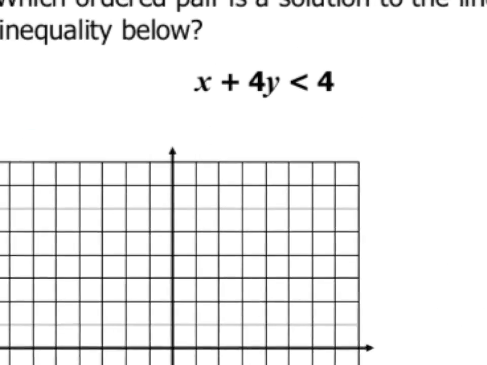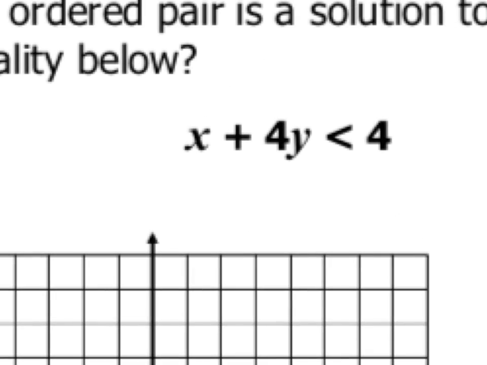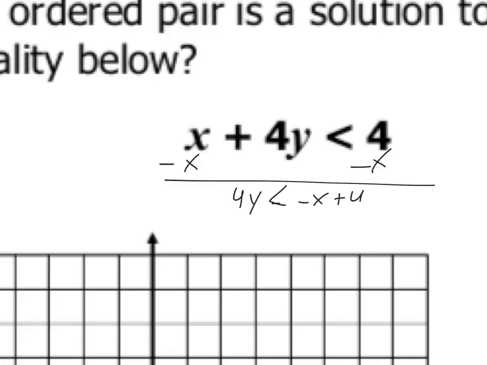In the last one, we have x plus 4y is less than 4. So first you'd have to subtract both sides by x. You'd be left with 4y is less than -x plus 4. Then you divide both sides by 4. No need to flip the inequality symbol this time because you are not dividing by a negative number. That would just be -1/4 x plus 1.